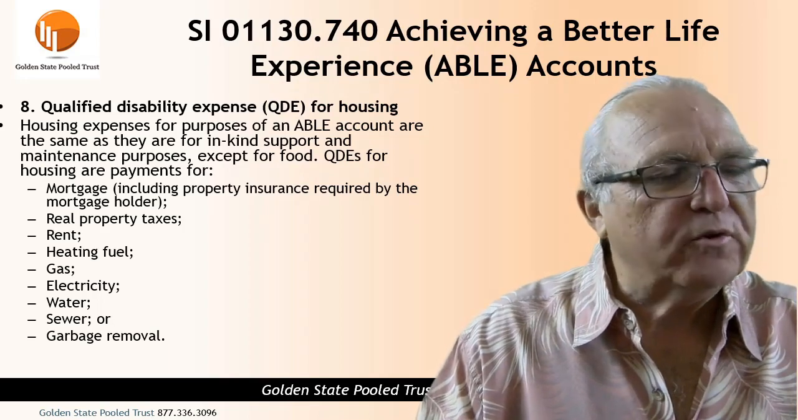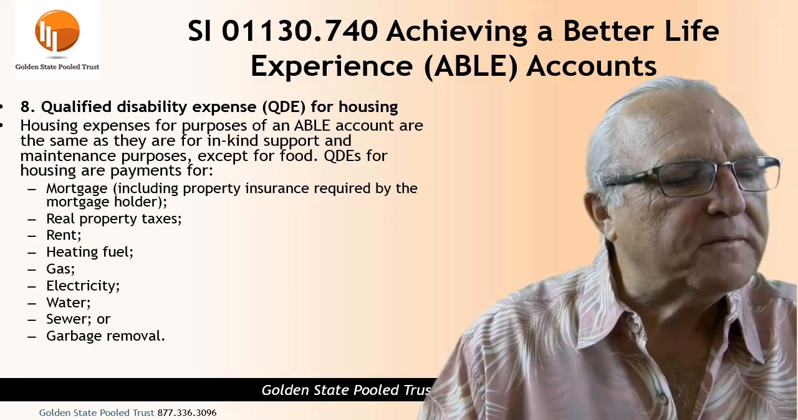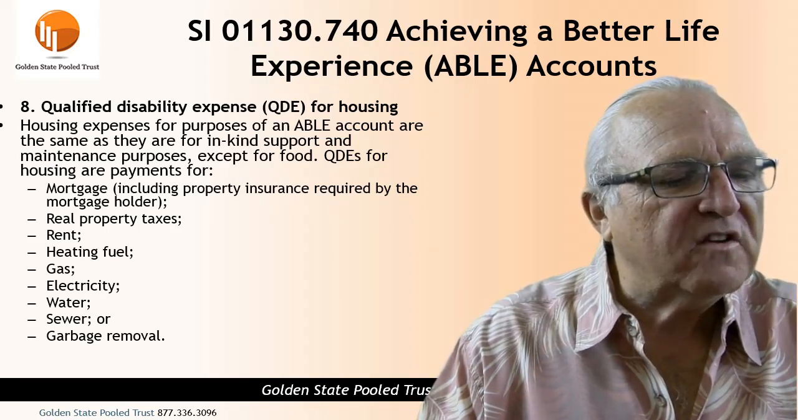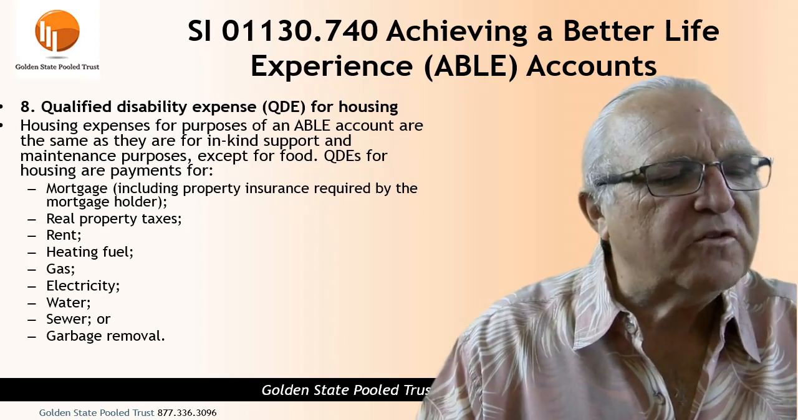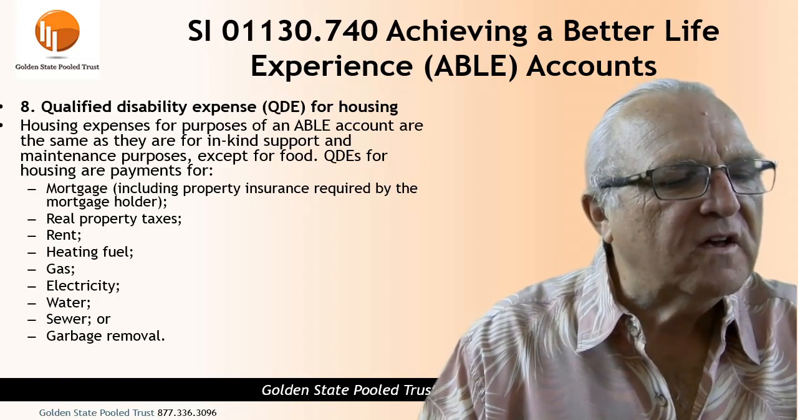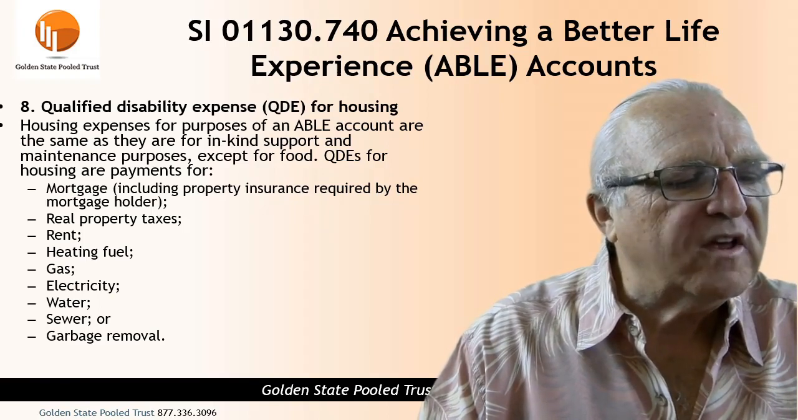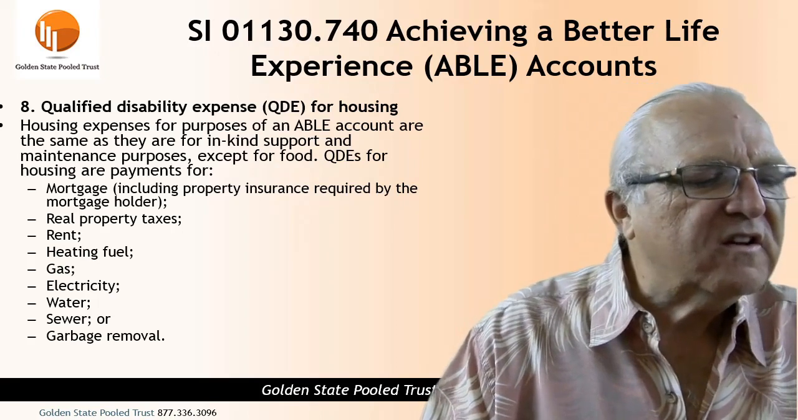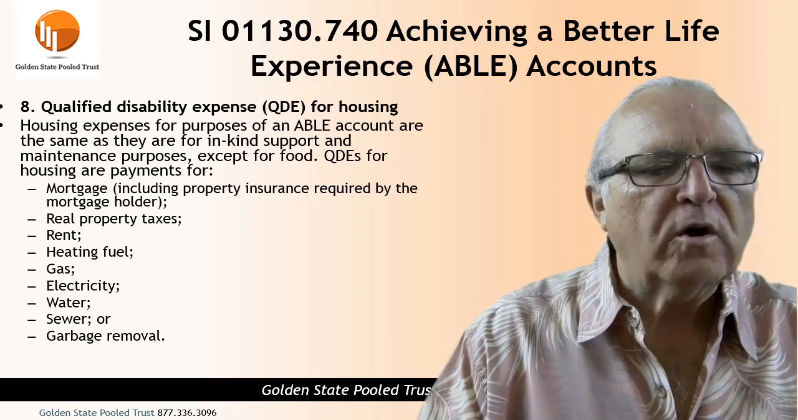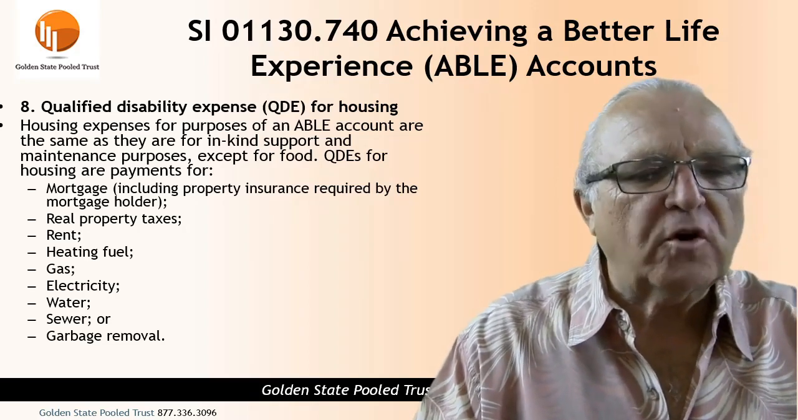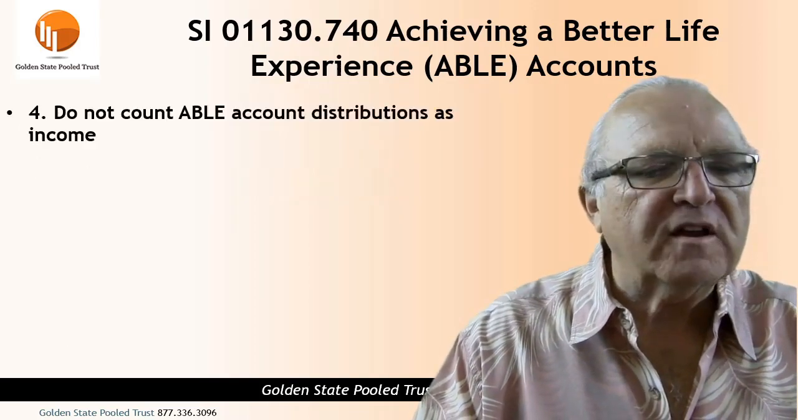Once again, housing expenses for purposes of ABLE accounts are the same as they are for in-kind support and maintenance, except for food. Any expense you're paying is what's called a qualified disability expense, or QDE. QDE expenses for housing are for mortgage, real property taxes, rent, heating fuel, gas, electricity, water, sewer, or garbage removal. This is a reiteration of the things that count against you when they're determining ISM for somebody on SSI.